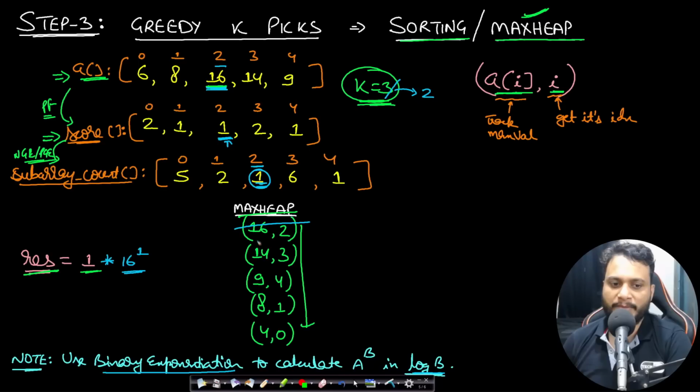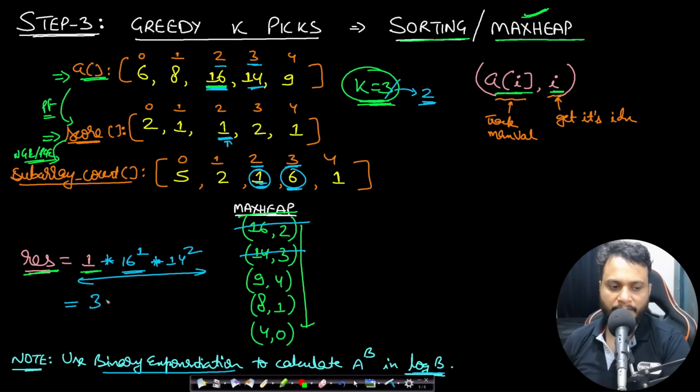After that, from the max heap, pick the next best option, which is 14, 3. So 14 will be picked from index 3. Now check in how many sub-arrays it is contributing. It is contributing in 6 sub-arrays, right? How many do I need? Only 2. So I will be including it minimum of sub-array count, comma, the k value. So it is 2. So multiplied by 14 to the power of 2. And this will be our final result. If you just multiply it, you will get 3136. Okay, you can just check it out. It will be 3136.